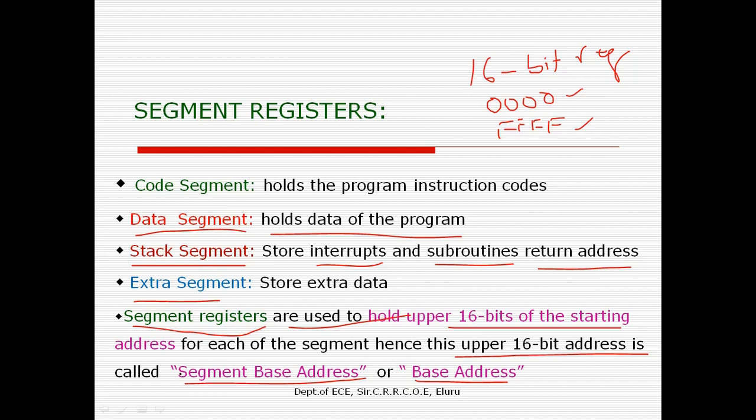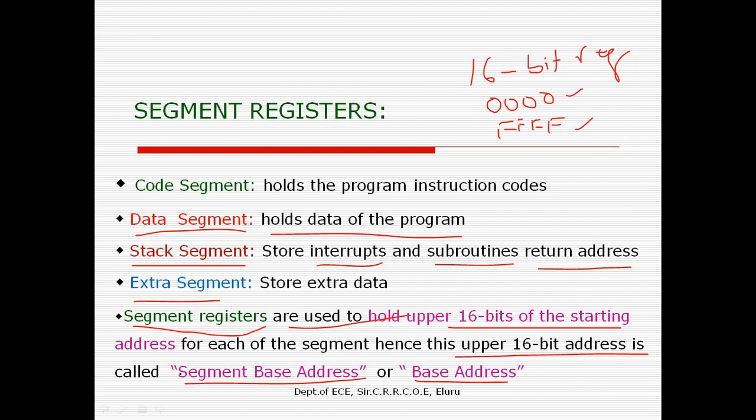So that's why they are named with the same names as the segment registers: code segment memory, data segment memory, stack segment memory, extra segment memory. Which means that the code segment register acts as a memory pointer for code segment memory. The data segment register acts as a memory pointer for the data segment memory. The stack segment register acts as a memory pointer for the stack segment memory. And the extra segment register acts as a memory pointer for the extra segment memory.